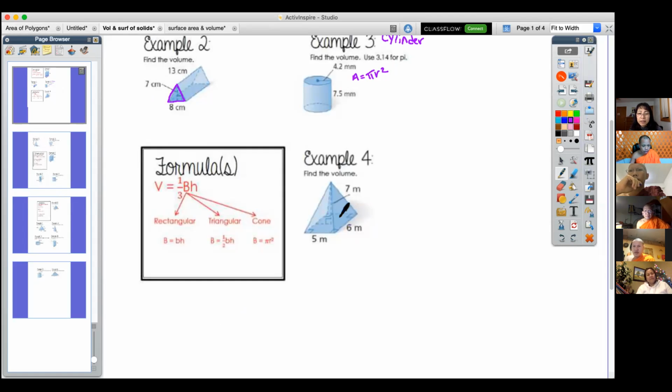You take length times width. So what is 6 times 5? 35.